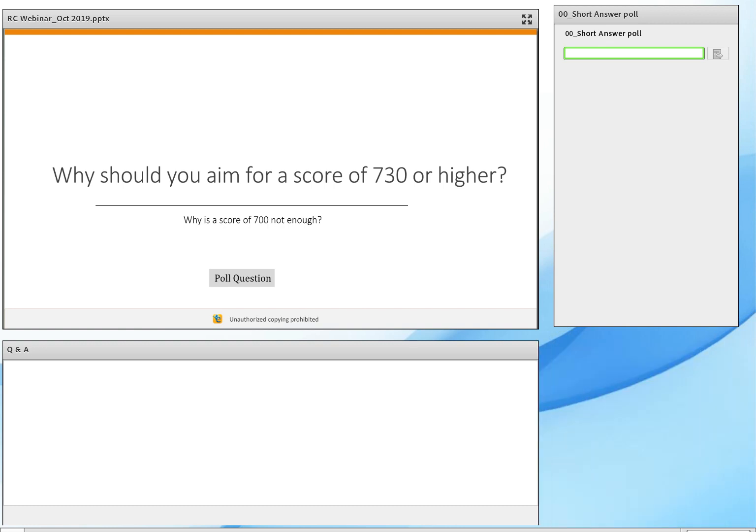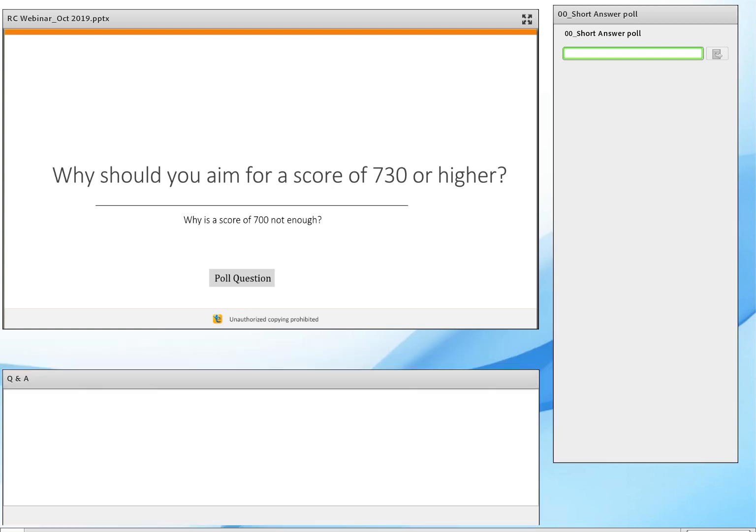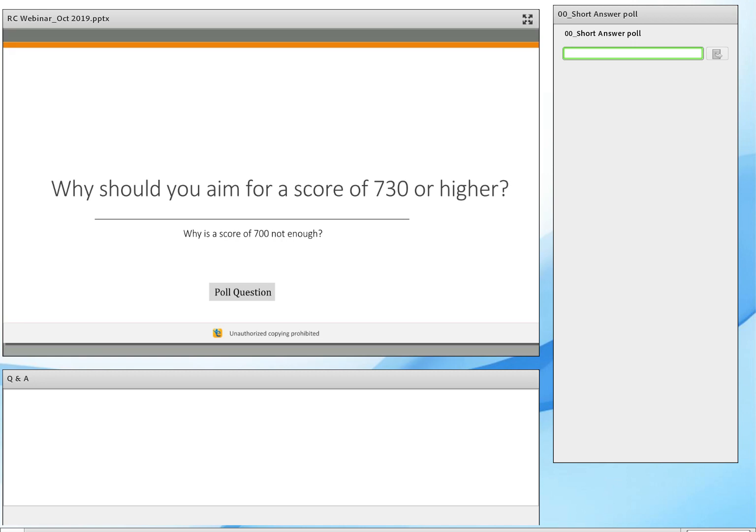And again, if this doesn't apply to you, that's okay. The strategies that we talk about would still apply to you. Okay, but why should you aim for that score? And if you're saying return on investment, what is the ROI of that score of 730 over that score of 700?